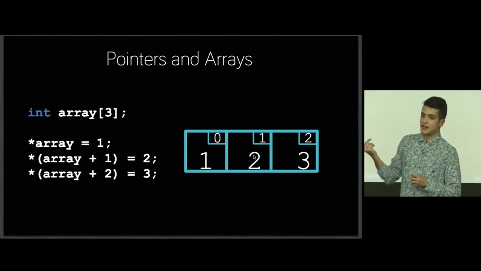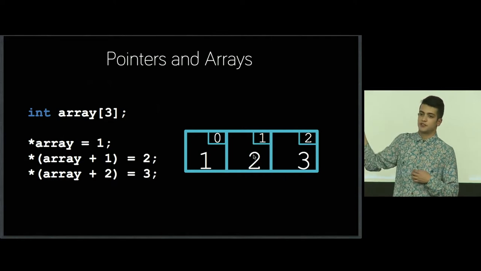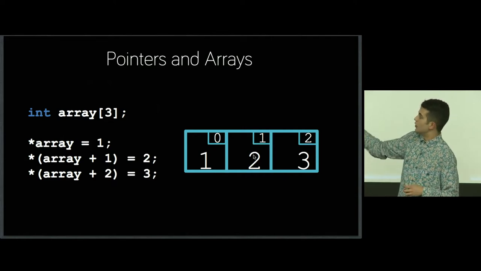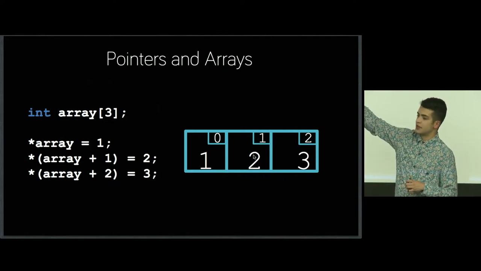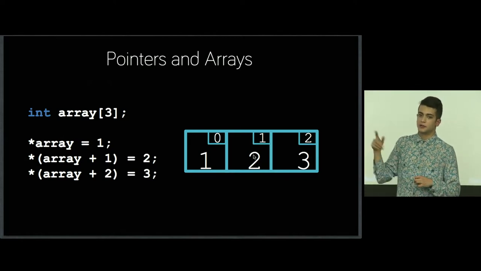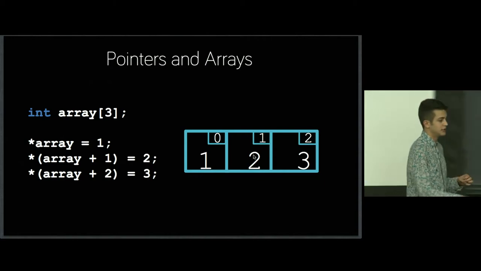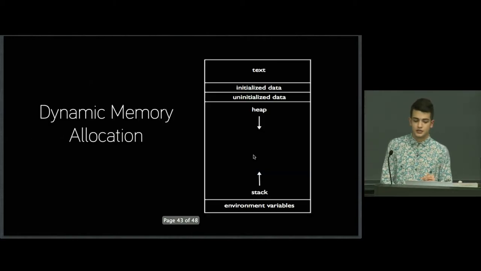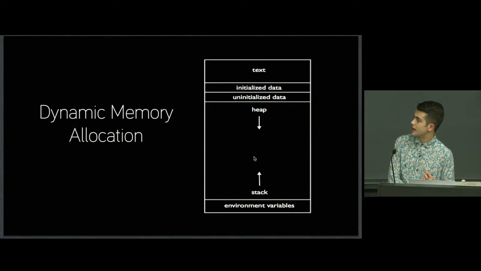She's asking what is the difference between doing this or doing malloc. One of the differences is that int array[3] is creating an array on the stack, and when I do malloc, it creates on the heap. Does that make sense? So how does malloc actually work?